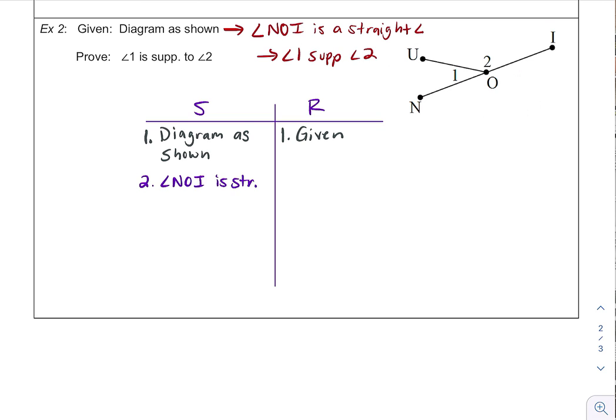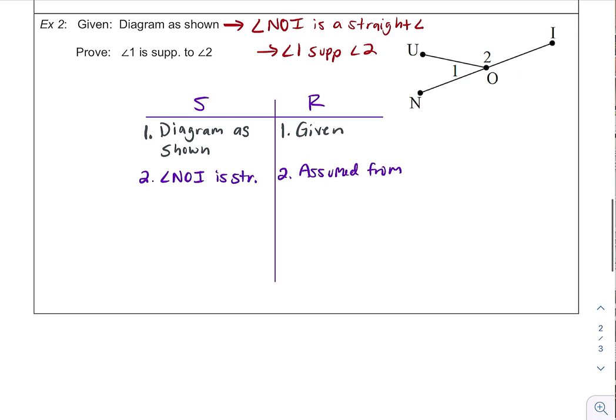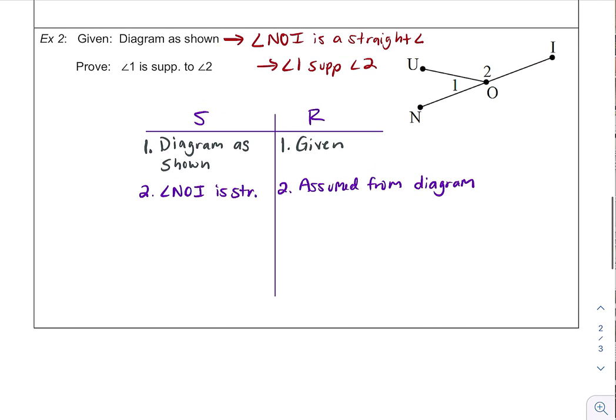is straight. Now, a lot of people are tempted to write given. This was not necessarily given to us. This was something that we took from the diagram. Our proper statement for that being assumed from diagram. You have to write this whole thing out. We cannot just write assumed because we cannot assume things in problems. We have to either have it from a diagram or be told it in given, making this point as clear as I can.